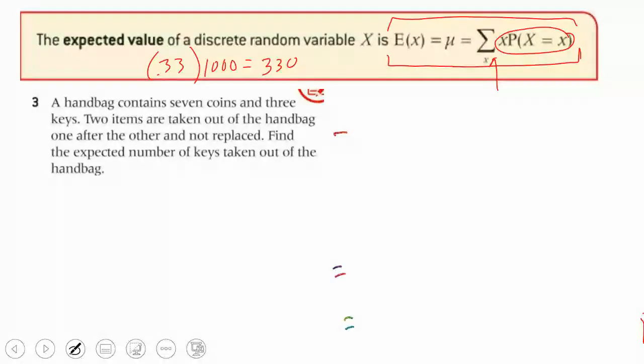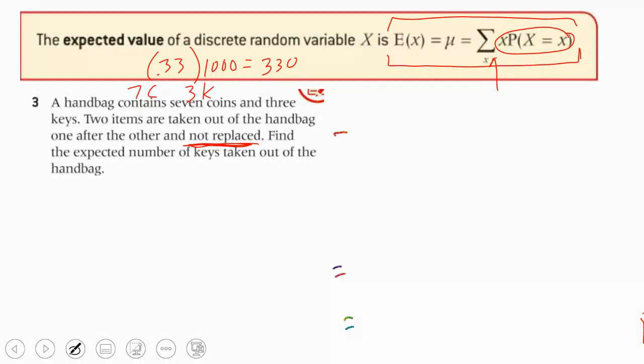A handbag contains 7 coins and 3 keys. So we have 7 coins, 3 keys. 2 items are taken out of the bag, one after the other, and not replaced. Find the expected number of keys. So we're using some things that we already know on how to find probability to figure out how many keys we will get if we just did this twice randomly.